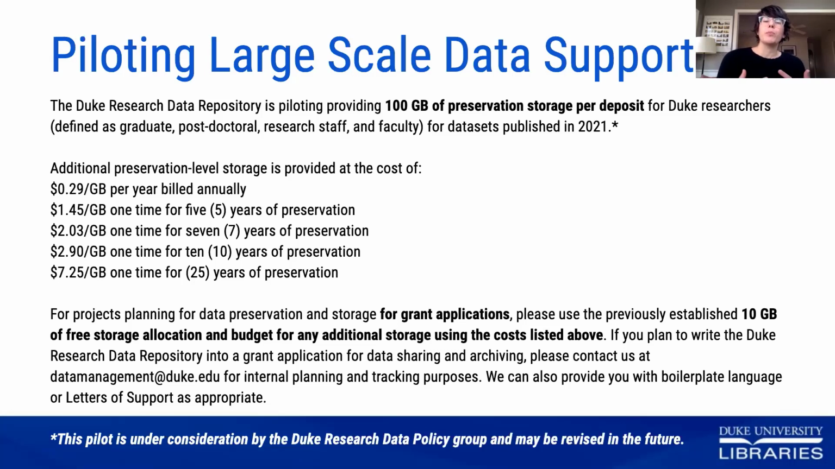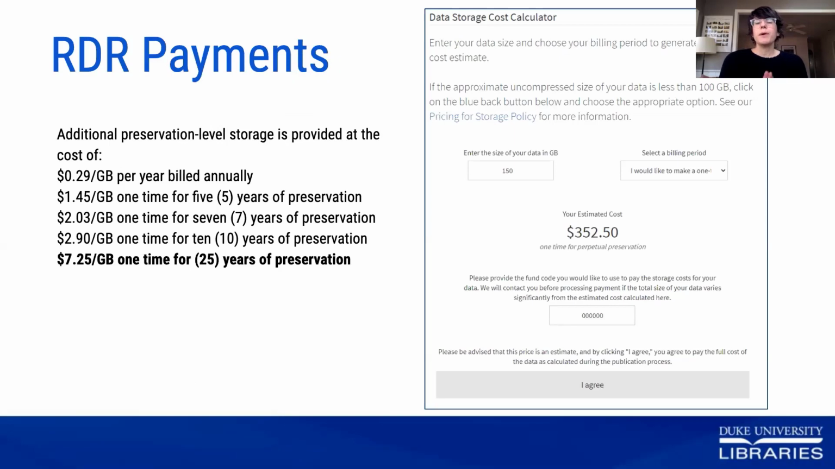This is not uncommon, and so many funders will expect to see this in your budget. The pilot is really meant to help researchers who either don't have funding at all or completed their grant work a while ago and they now need to publish their data. For researchers who need to publish data that are larger than 100 gigs, we've integrated this cost calculator into the data submission form, which will ask depositors to enter the approximate size of their data in gigabytes, select a billing period, and then provide a fund code to which we can charge the estimated costs. As we note here in the cost calculator, we will contact you before processing payment if the full cost of storage is going to vary significantly from what we've estimated via this calculator.